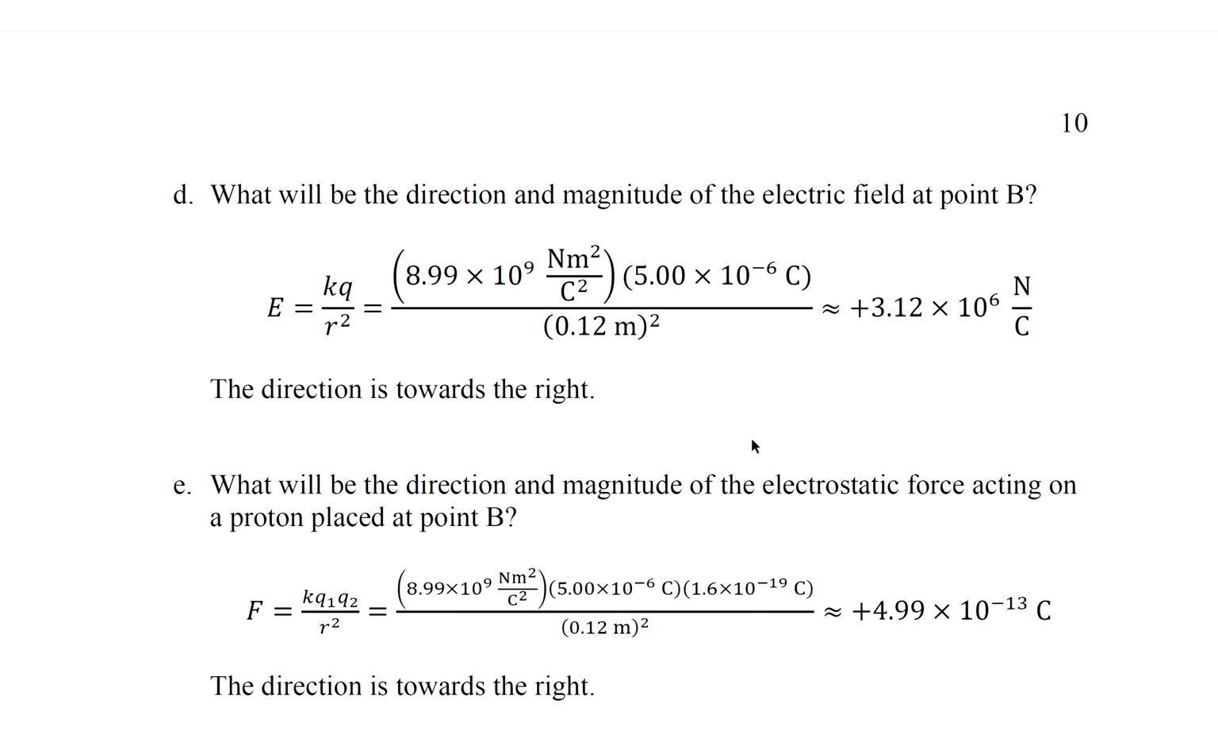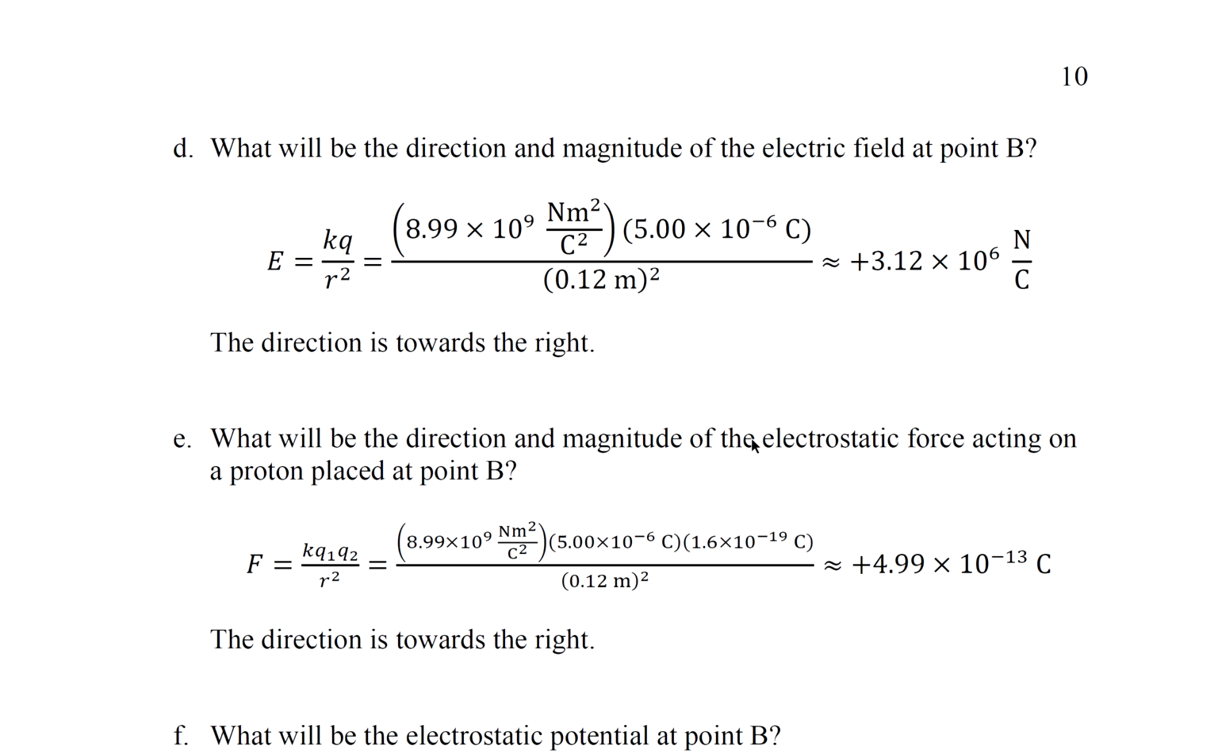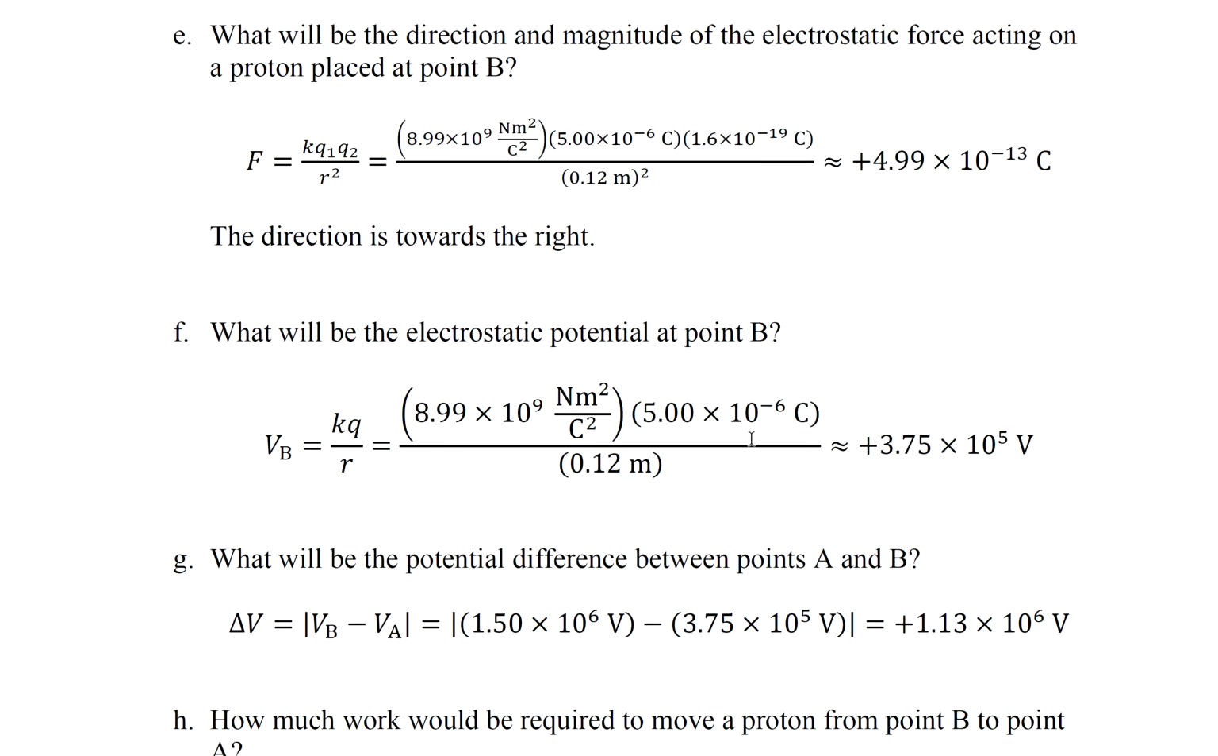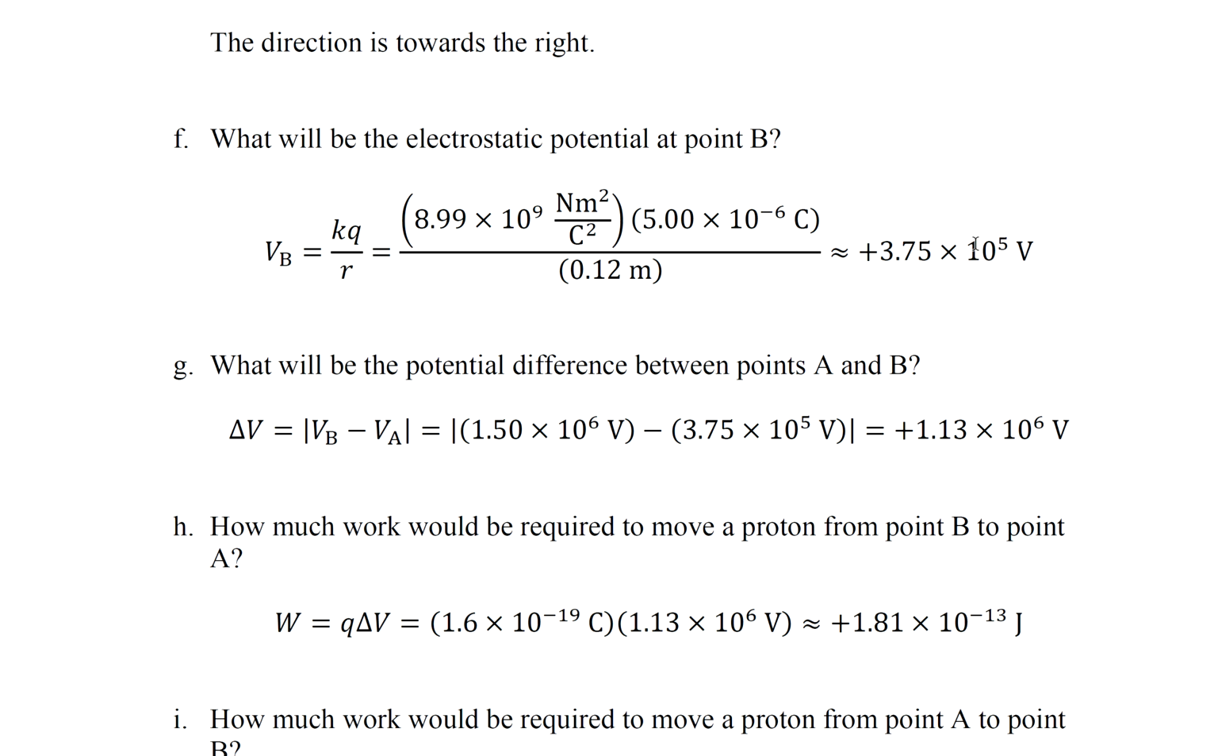What will be the direction and magnitude of the electric field at point B? It's going to be kq over r squared. Part E, what will be the direction and magnitude of the electrostatic force acting on a proton placed at point B? Once again, it's kqq over r squared. Part F, what will be the electrostatic potential at point B? It's going to be kq over r.